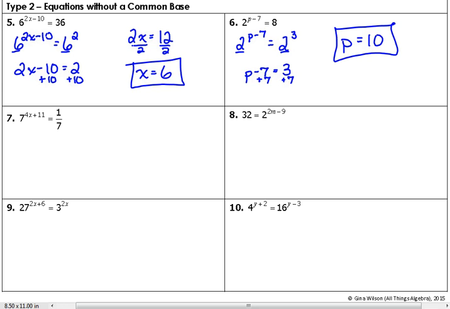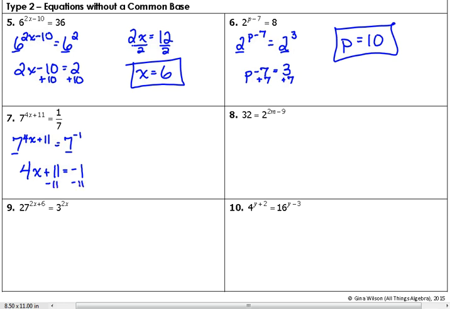Okay, let's look at number 7. We've got 7 to the 4x plus 11, and we have 1 over 7. Now, this one is actually very easy. Remember negative exponents? Negative exponents will move things from the numerator to the denominator. So 7 to the negative first is equal to 1 over 7. So now we have a base of 7 on both sides, so 4x plus 11 is equal to negative 1.